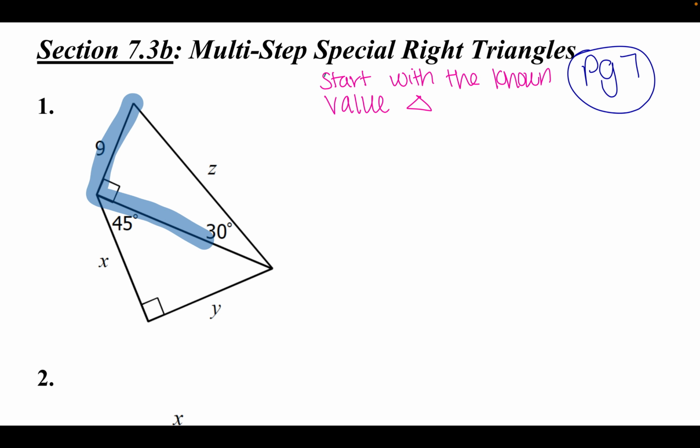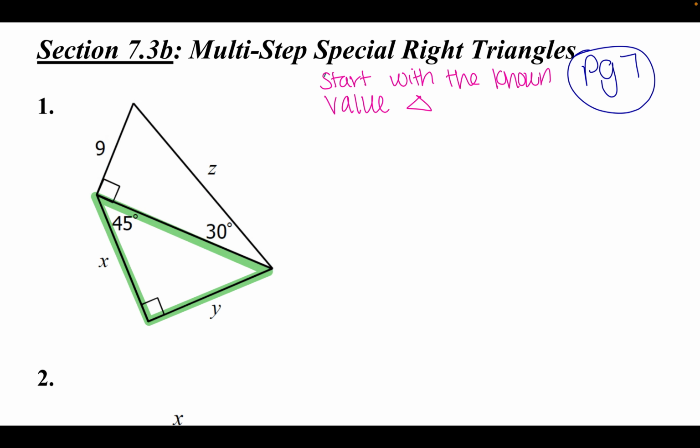So there's 1 triangle, and here is our other triangle. In our first triangle, the blue triangle, we have a known value right here. We have 9. We know that that side is 9. So that's the triangle we're going to start with.